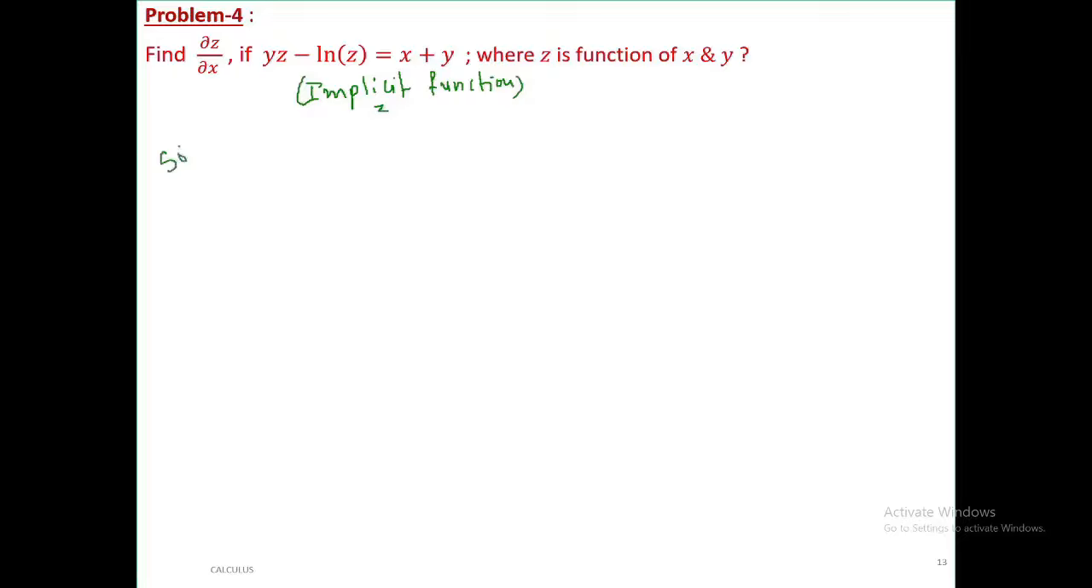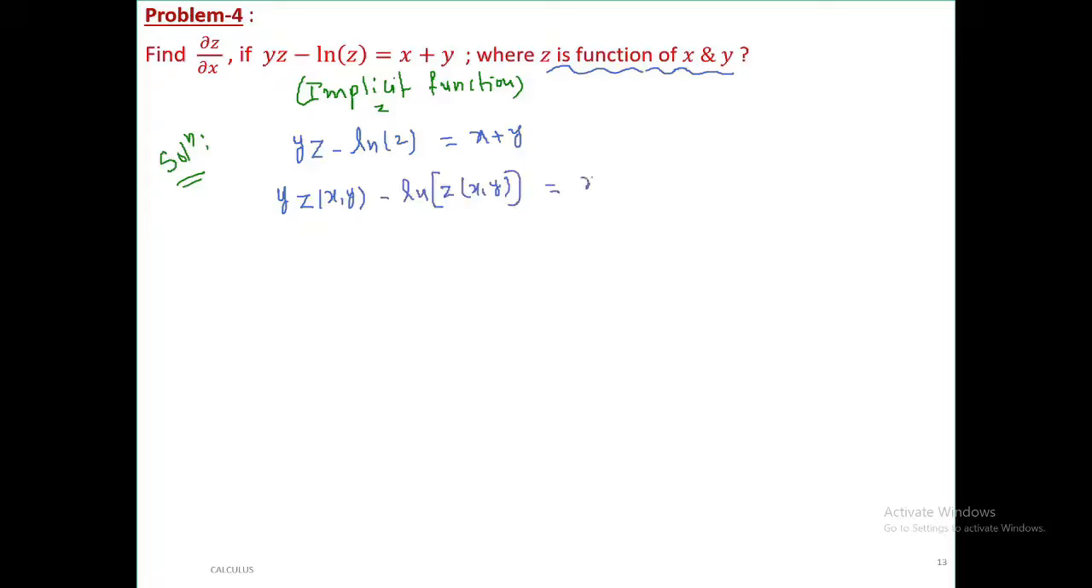Now, how to find this kind of thing? So first, what is given? y into z minus ln z is equal to x plus y. Now y into z, z is a function of x and y. Therefore, I can write it like this: z of x comma y, because z is a function of x and y. Look here, it is given: z of x comma y minus ln of z of x comma y is equal to x plus y. Now here x and y are independent variables.